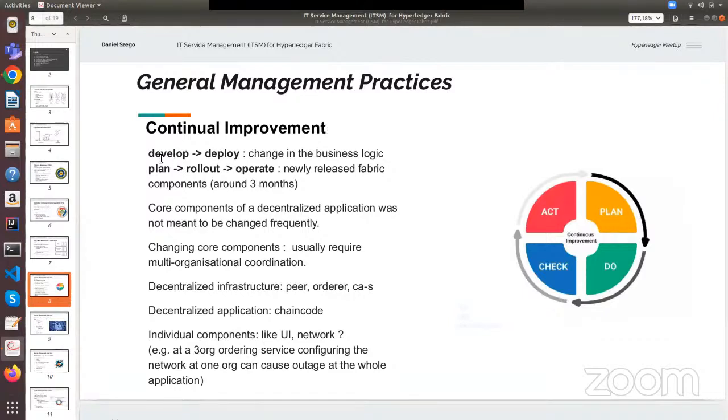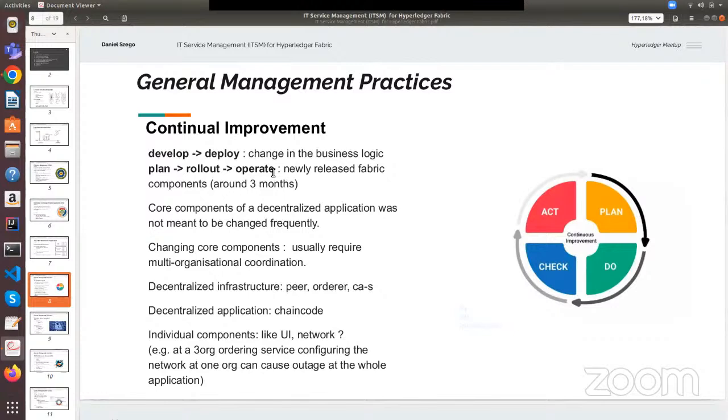This usually means you have an application that should be somehow improved. With DevOps methodologies, DevOps says that we can even deploy something new practically on a daily basis, and that's not such a problem. So continual improvement, on the application side, is develop and deploy. Changing the business logic, or something more infrastructure-centric, is more like plan, roll out, and operate, for instance.